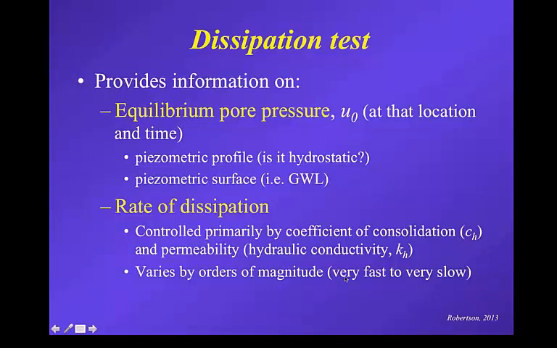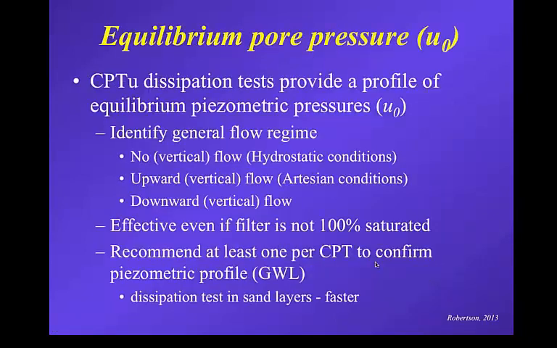And then the rate of dissipation is controlled primarily by the coefficient of consolidation, and primarily in the horizontal direction, so it's given the subscript h. And of course, that in itself is influenced by the permeability of the soil, or the hydraulic conductivity, also in the horizontal direction. And we'll talk a little bit about the theory about why it's the horizontal direction. And of course, it varies by orders of magnitude, since both coefficient of consolidation and permeability vary by orders of magnitude. Then the rate of dissipation will vary by orders of magnitude, from very fast to very slow.